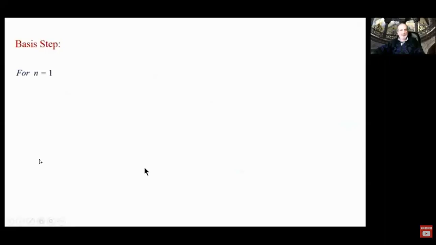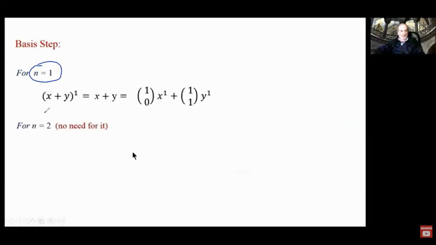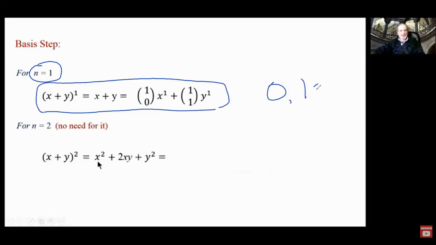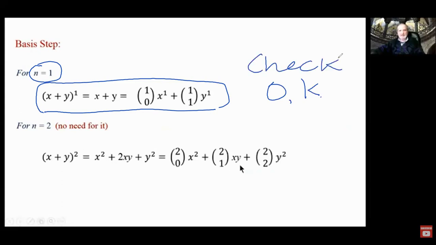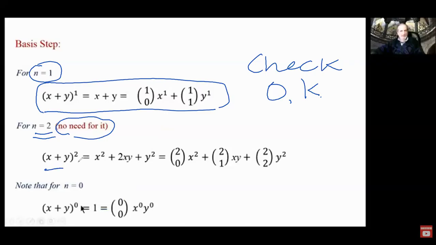There are three steps in mathematical induction. The first one is to choose the case where n is one. You can try this. This is okay. Check whether this one is correct. There is no need for it, but it just shows you the theorem when n is two. There is no need for the mathematical proof.